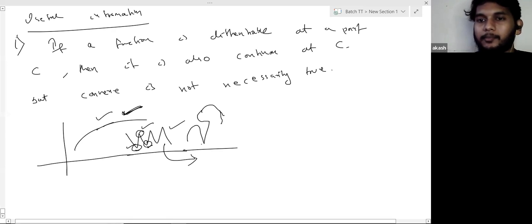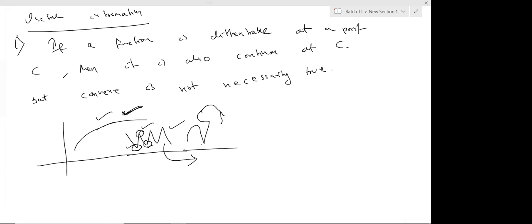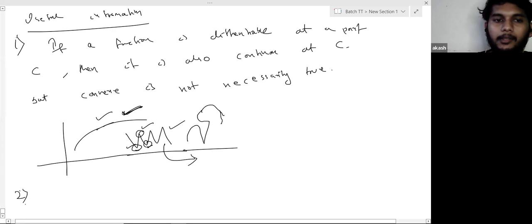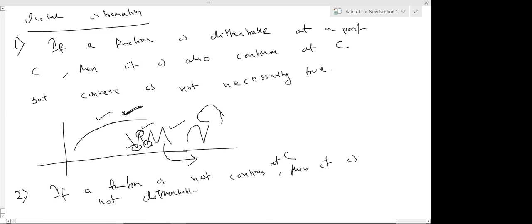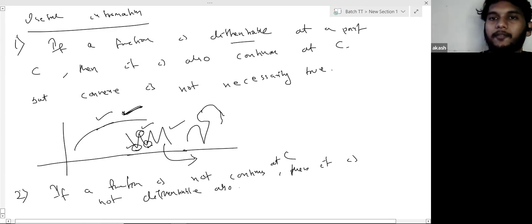This thing is clear, what I'm saying? Yes, sir. Note it down. Second point, if a function is not continuous at C, then it is not differentiable also. Sir, can you read the first one? A function is differentiable at a point C, then it is also continuous at C, but the converse is not necessarily true.